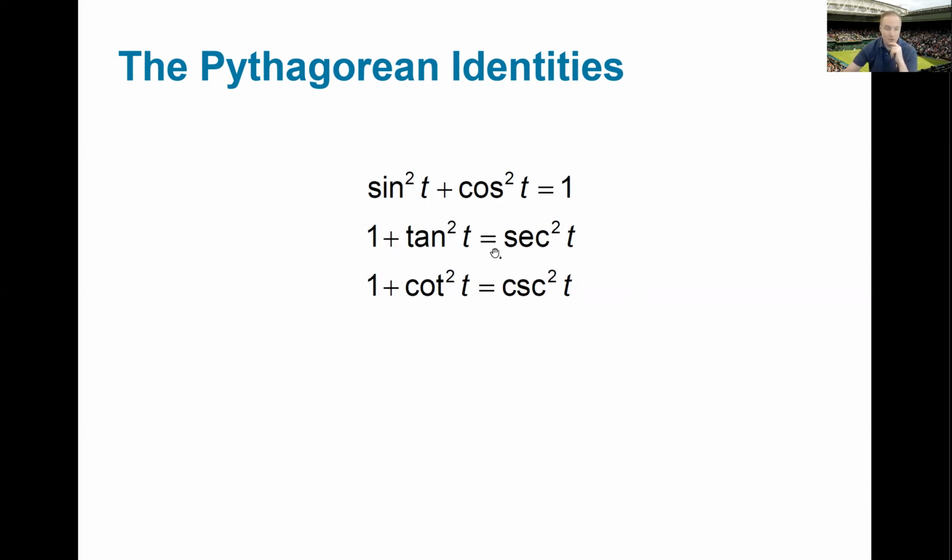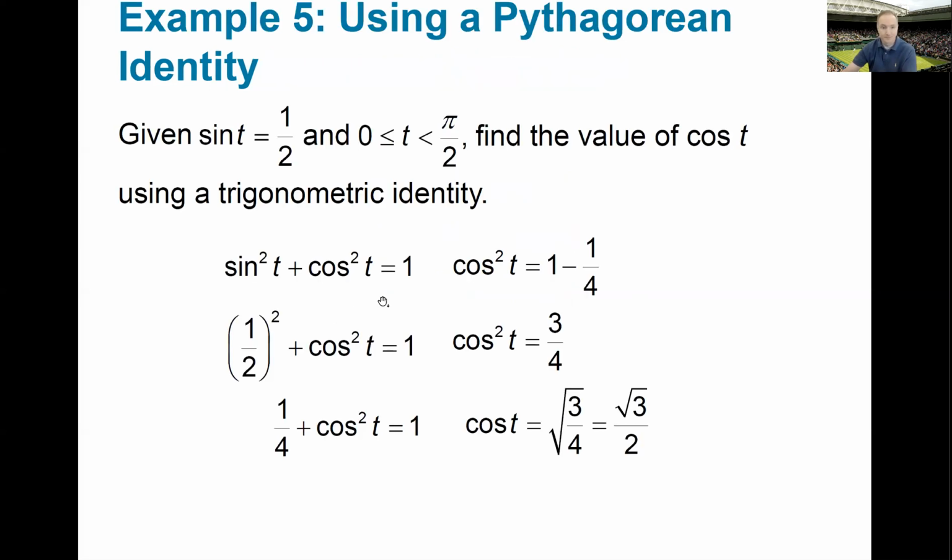So these are just 2 additional Pythagorean identities that are just a direct result of that first one. This second one is the first one divided by cosine squared in every term. The third one is the first one divided by sine squared in every term.